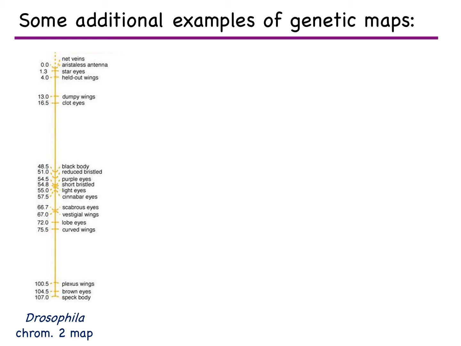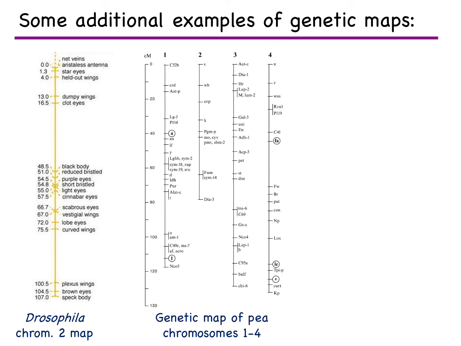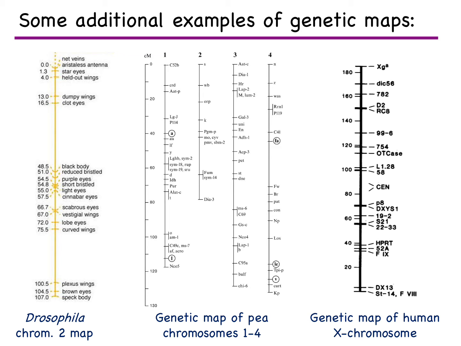So here are some additional genetic maps. The genes we've been talking about are on Drosophila chromosome 2, so they're pictured here. This is a bunch of other genes that have been mapped to chromosome 2 in Drosophila. And these are 4 of the chromosomes from peas. These are genetic maps for these 4 chromosomes. And here's a genetic map of the human X chromosome. So there are lots of examples of genetic maps, and you can basically create these in any organism.